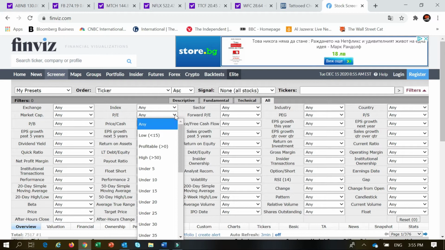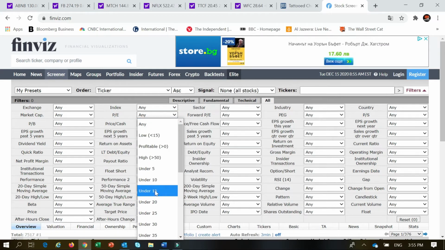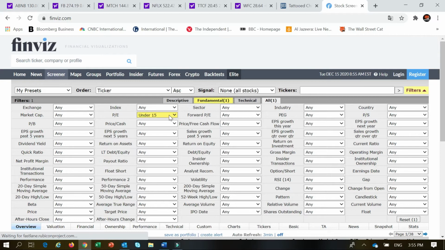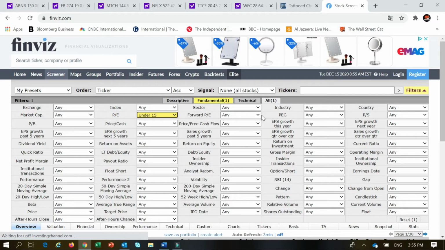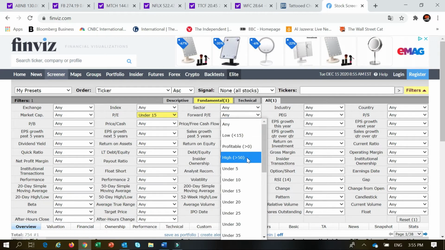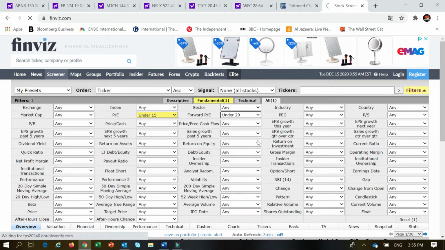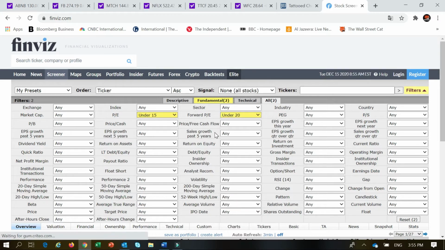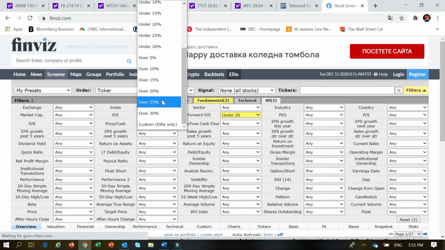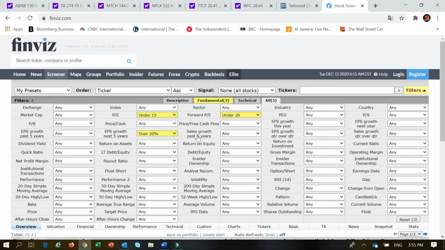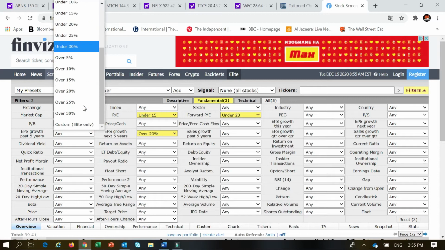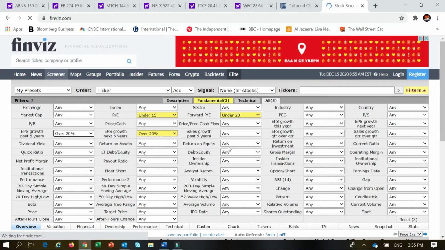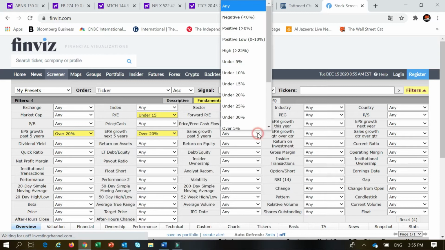So let's put in a PE, so that is a price to earnings ratio, below 15, a forward price to earnings of below 20, and EPS for the next 5 years that grows at about 20%. Also EPS for the next 5 years, which is again at 20%, and maybe sales growth for the past 5 years, that is again 20%. And there you go, that is something that is cheap and that grows at a decent pace.